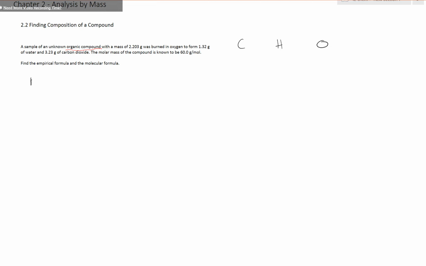Okay, so we can work out the amount in mole of water. Okay, so we know that it's going to be mass, obviously, divided by molar mass. Now the mass of water is 1.32 grams, and the molar mass of water is 18.0 grams per mole. Okay, this is going to tell us how many moles of water we have. So that works out to be 0.0733 recurring mole.